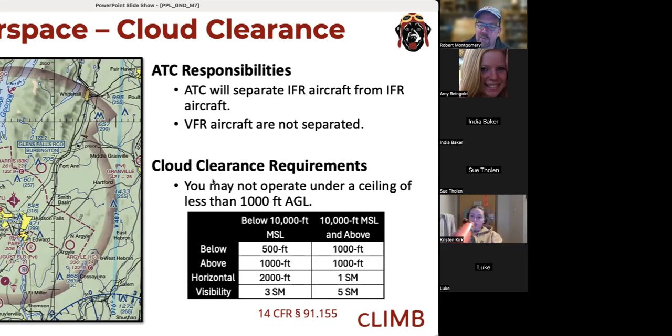Pilot clearance requirements get a little tricky because Class E goes up above 10,000 feet a lot. And so it's the standard 500 below, 1,000 above, 2,000 horizontal, 3 statute miles when you're down below 10,000 feet. Once you get to 10,000 feet and above, it becomes that 1,000 below, 1,000 above, 1 statute mile horizontal, and you need to have at least 5 statute miles of visibility just because of the much longer slant range to see the ground. Okay.